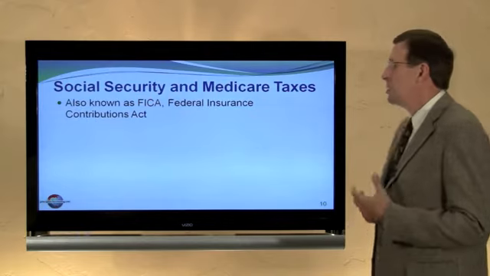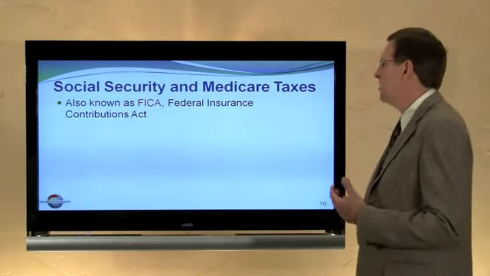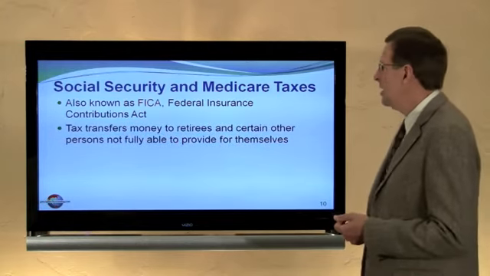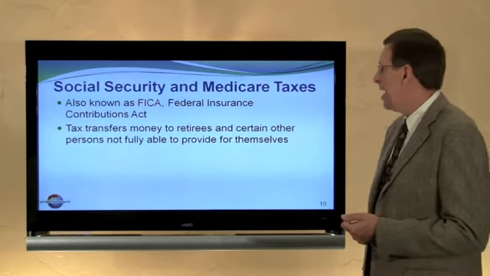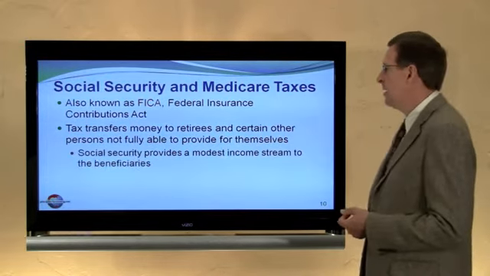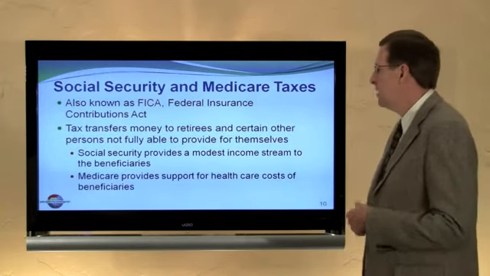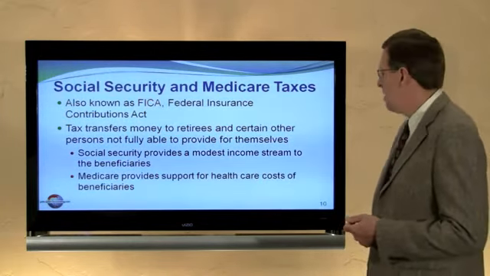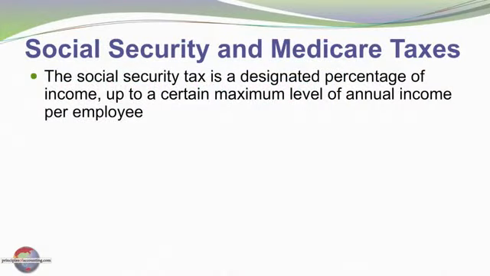Social Security and Medicare taxes are another category of tax, also known as FICA, or Federal Insurance Contributions Act. This tax transfers money to retirees and certain persons not able to provide for themselves. So the beneficiaries of these payments are retirees and so forth. Social Security provides a modest income stream to beneficiaries. Medicare provides for the health care costs of the beneficiary. The Social Security tax is usually calculated as a percentage of income up to a certain maximum level.